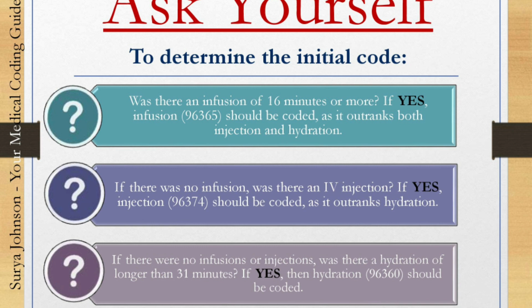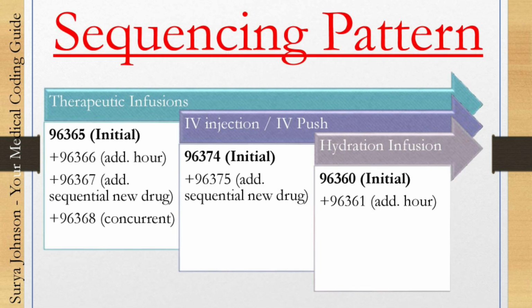Next, in the initial service, we'll see the sequencing pattern, how it should be sequenced. As I already told you, therapeutic infusion should come first, followed by IV injection or IV push, then the hydration infusion. So when a 96365 therapeutic infusion initial has already been given, you cannot give 96374 or 96360. In this case, you should always go for the additional 96375 or 96361 codes.